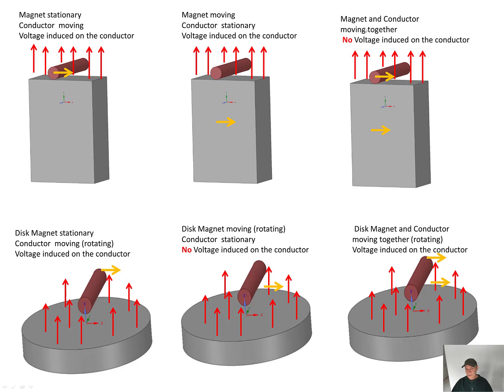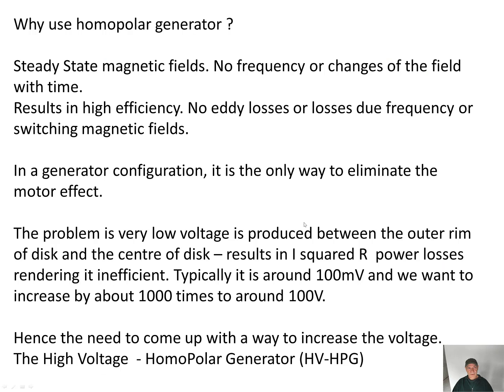Why use a homopolar generator? Steady state magnetic fields, no frequency or changes of the field with time. This results in high efficiency, no eddy losses or losses due to frequency or switching magnetic fields. In a generator configuration, it's the only way to eliminate the motor effect.